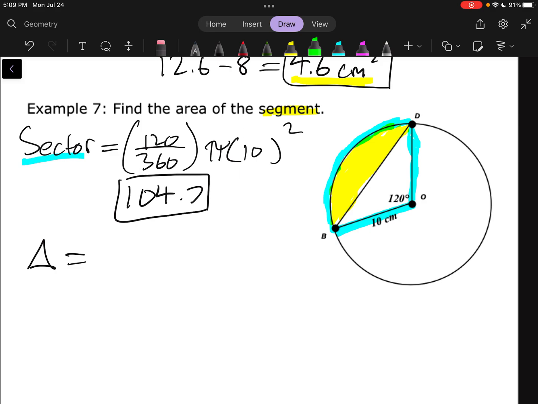Next, let's find the area of the triangle. Now here's where this one gets tricky, because the formula for the area of a triangle is 1/2 base times height, and the base and the height of a triangle need to form a right angle. We do not have a right angle in here. The last one, we got pretty lucky because it was a right triangle.